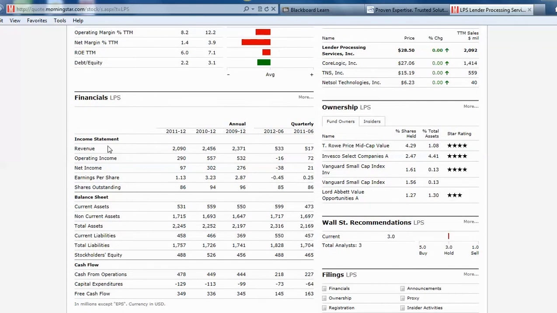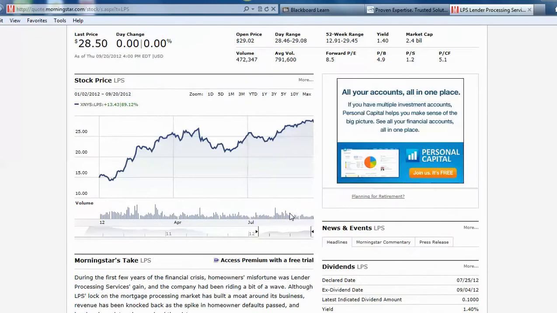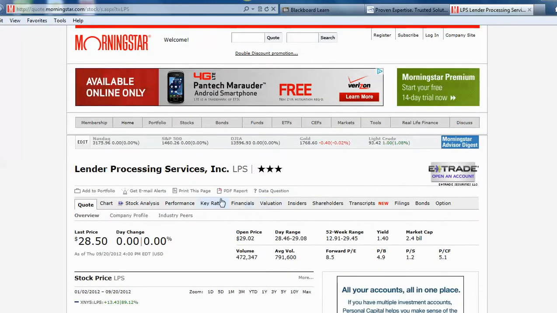Financial information, just a quick summary, the income statement, balance sheets, and cash flow, and you can click on more here as well. And then filings down here at the bottom, you can click on financials, which is what we're going to do. I'm going to actually scroll back up to the top and show you this little bar. So you can go to key ratios from here, or financials.